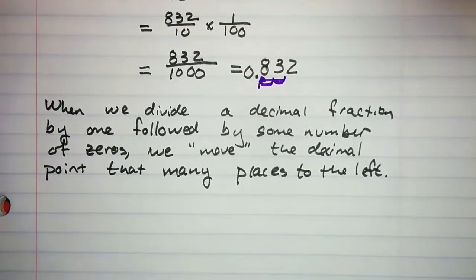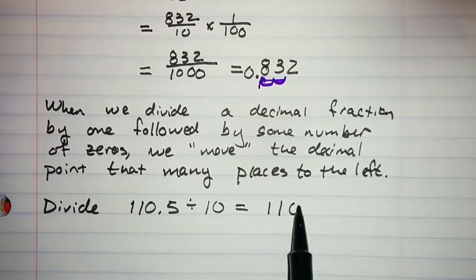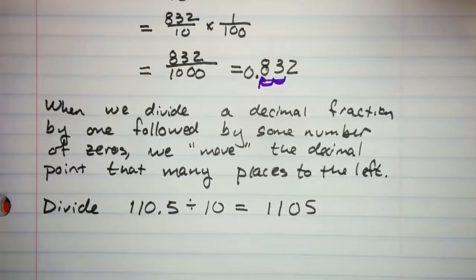I'm going to give you one of these to try. So if we wanted to divide 110.5 by 10, well, we would have exactly the same digits in our answer, but our decimal point would be 1 place further to the left, so the answer would be 11.05.